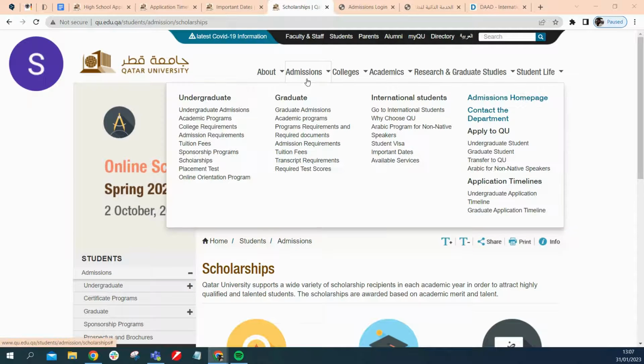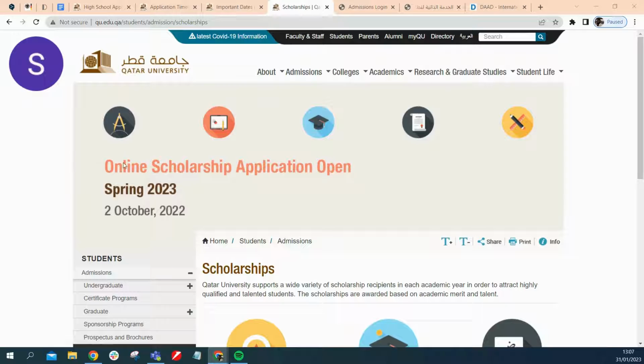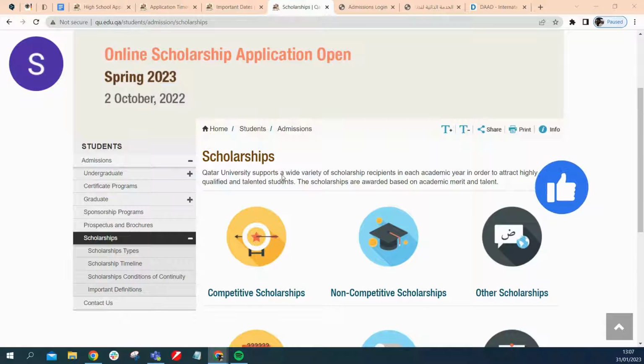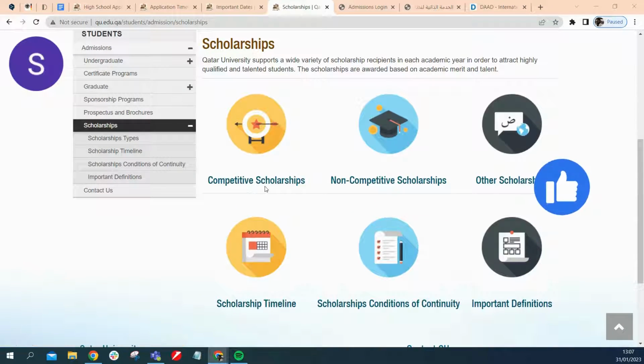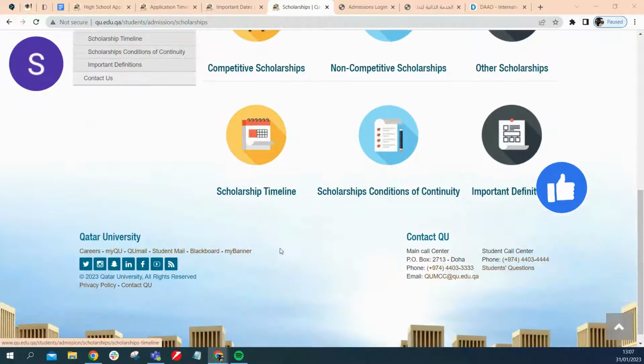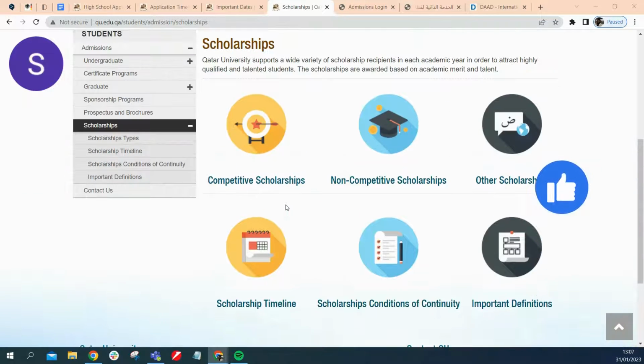So let's come over to the big elephant in the room, which is scholarship. Yes. This is the scholarship section. After you might have found the course you want to study, which is very important, there are scholarships offered by the university, and they have different types of scholarship. This is just an overview. They have competitive scholarships, non-competitive scholarships, other scholarships, and a scholarship timeline. Yeah, we look through this.